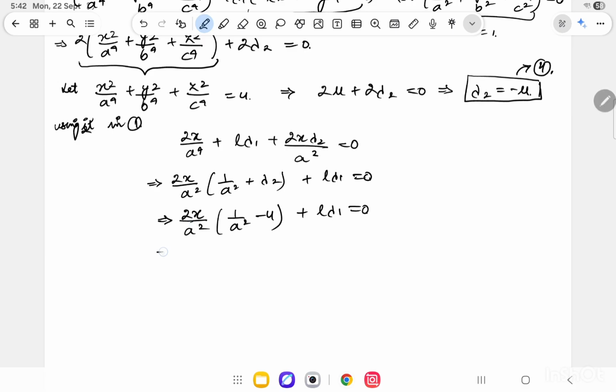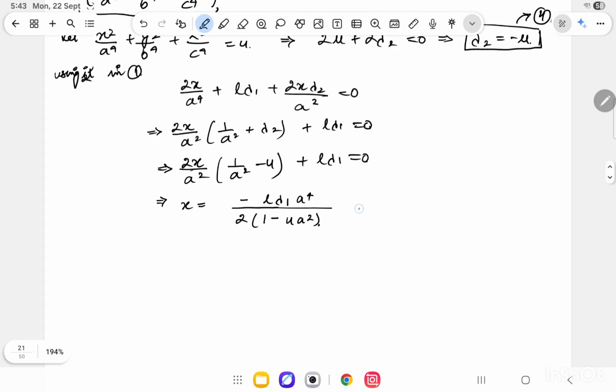So from here what I can do is, I can write value of x in terms of other variables, other constants, so that will give me x equals to minus L lambda 1 into a raised 4 divided by 2 into 1 minus u a square. Likewise, if I find value of y by substituting this lambda 2 in equation 2, so I'll get my y as minus m lambda 2 b raised 4 divided by 2 into 1 minus u b square.